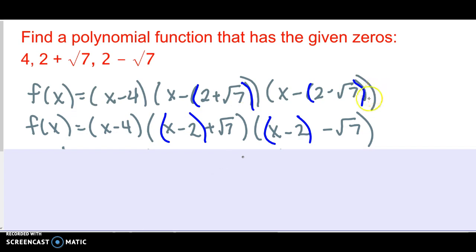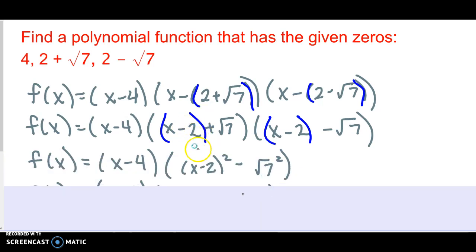If you look at my step 1 compared to my step 2, you should notice something different about the location of the parentheses. I am using the associative property to regroup my parentheses here. So now I have x minus 2 plus root 7 and x minus 2 minus root 7. And that's really significant, because now when I multiply these together, boom, it's really x minus 2 squared minus root 7 squared. This should remind you of the difference of two squares.